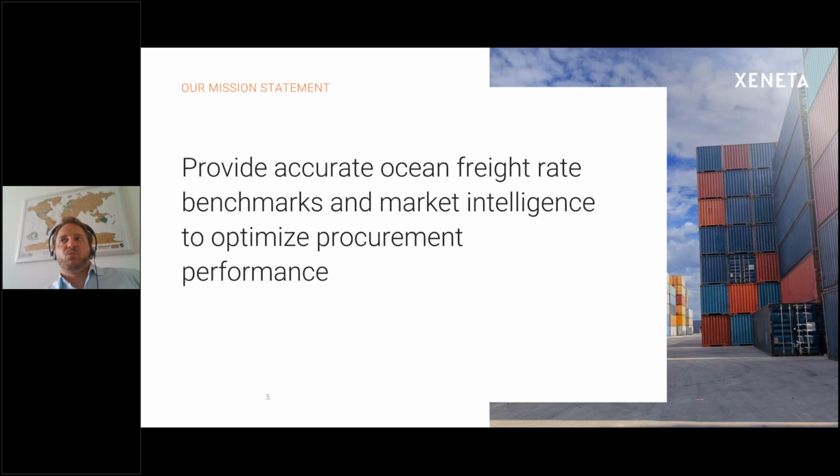So starting with it, what is actually our goal? Well, it's pretty much described in one sentence. We would like to be the platform, the source, which provides the most accurate ocean freight benchmarks and market intelligence information, to support everybody in the world who is linked to ocean freight procurement, and to help bring transparency into a quite intransparent industry with a lot of volatility. This is our main goal, and all our solutions are guided by this one sentence.